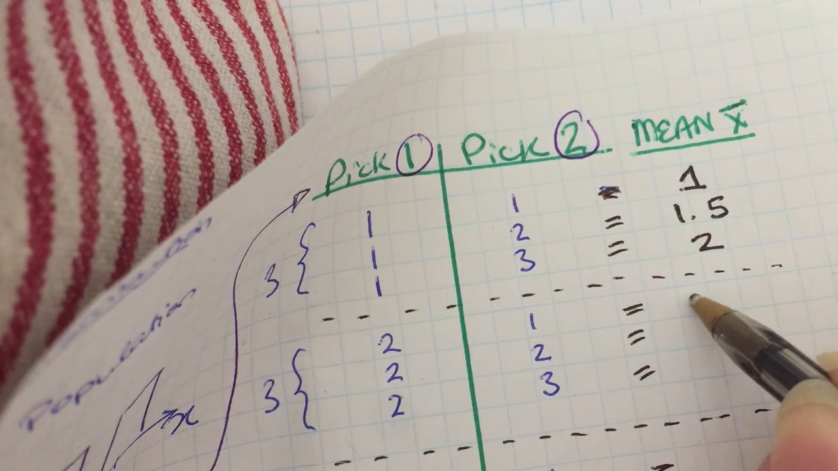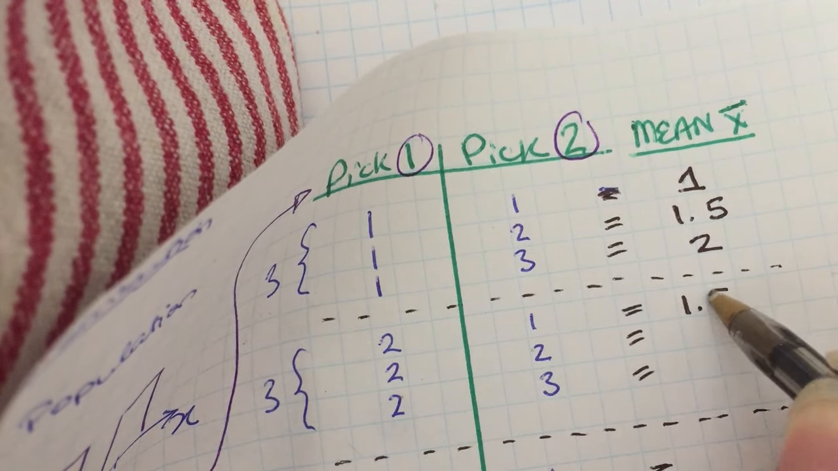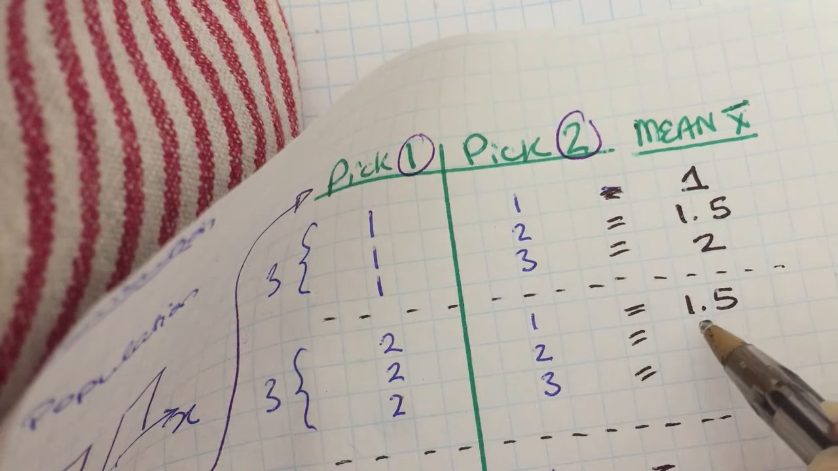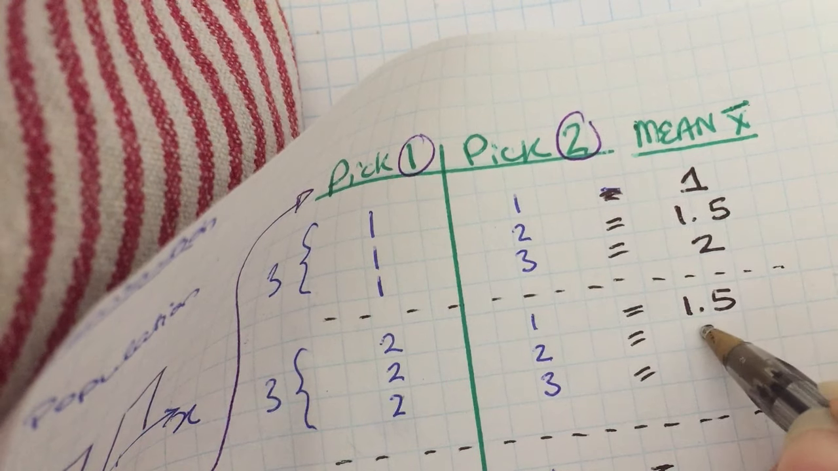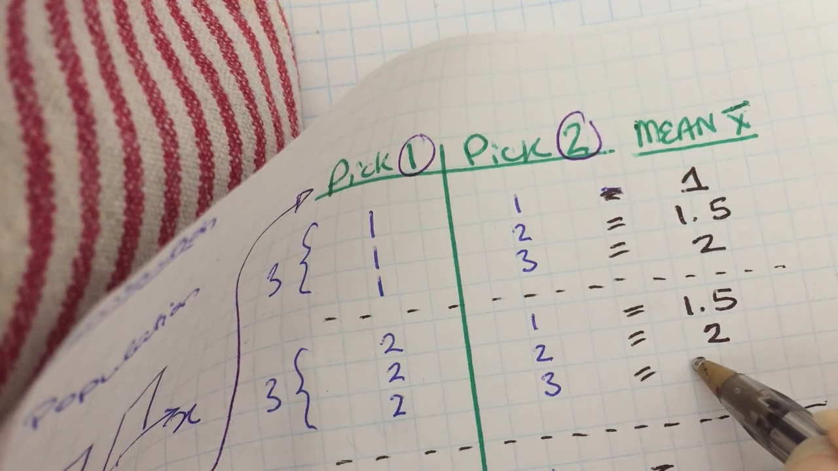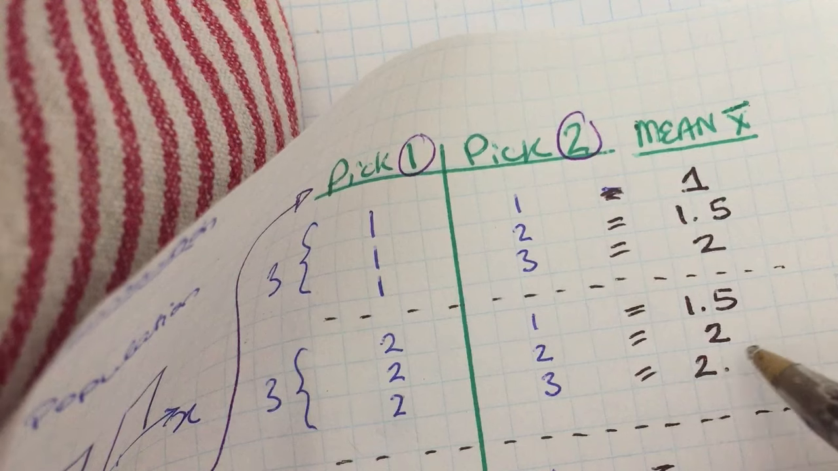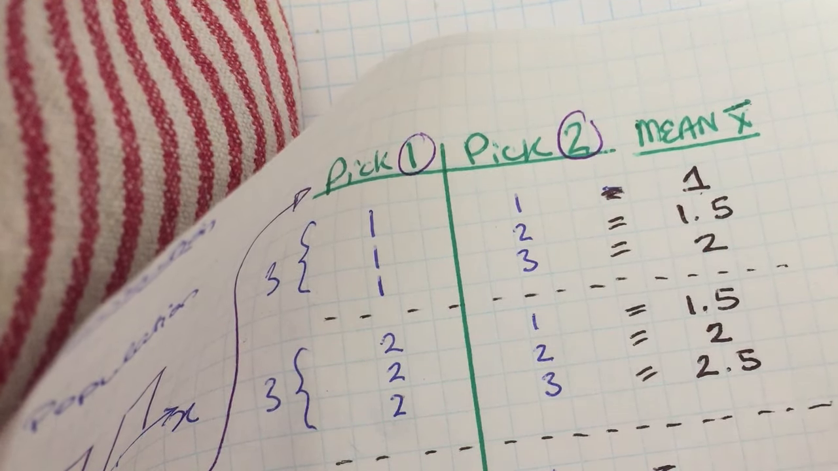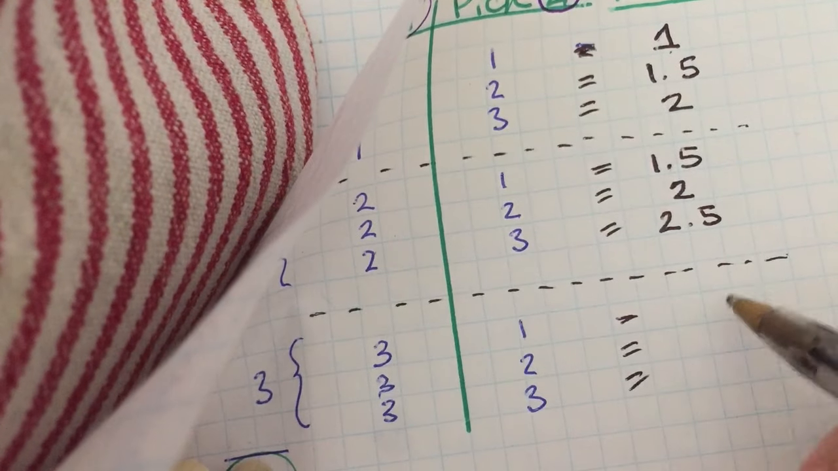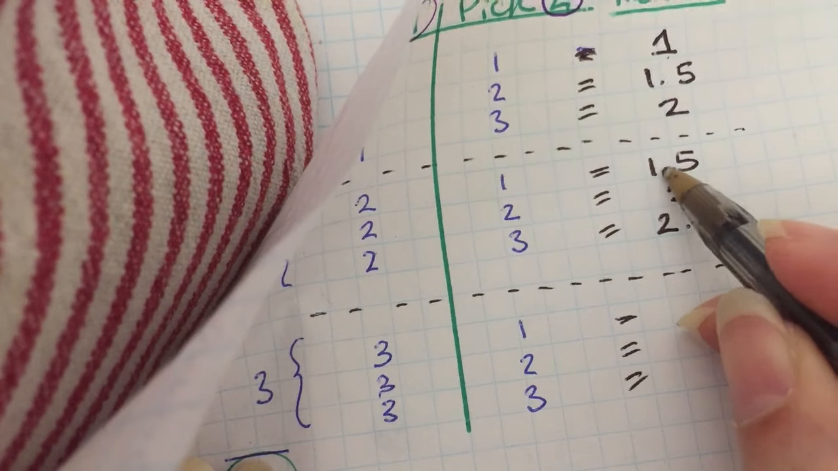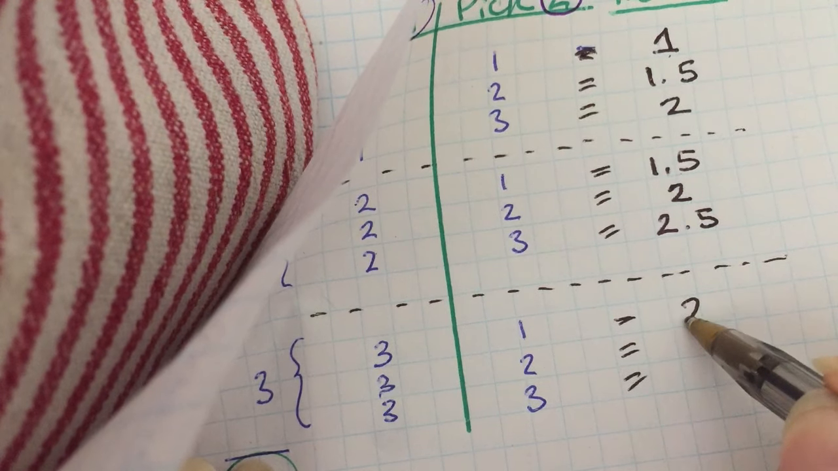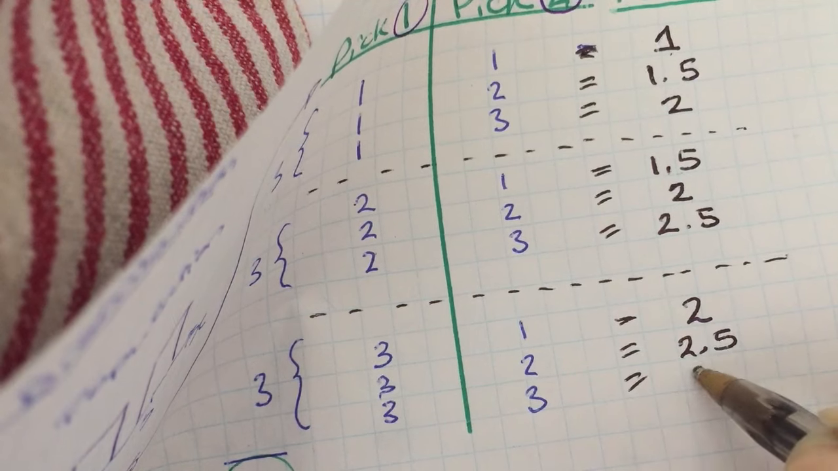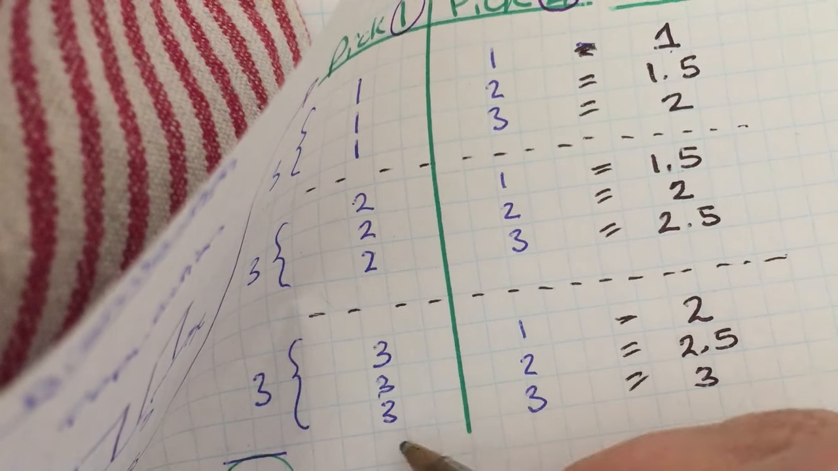And here, you're going to start off actually with 1.5. 2 plus 1 is 3 divided by the total number, which is 2. And then this one, which is going to be 2, and 2.5, which is 5 divided by 2. And now you can see that they're going up by half a point. So guess what this one's going to be? It's going to start off at 2, then 2.5, and 3. 3 plus 3 is 6 divided by 2 is 3.